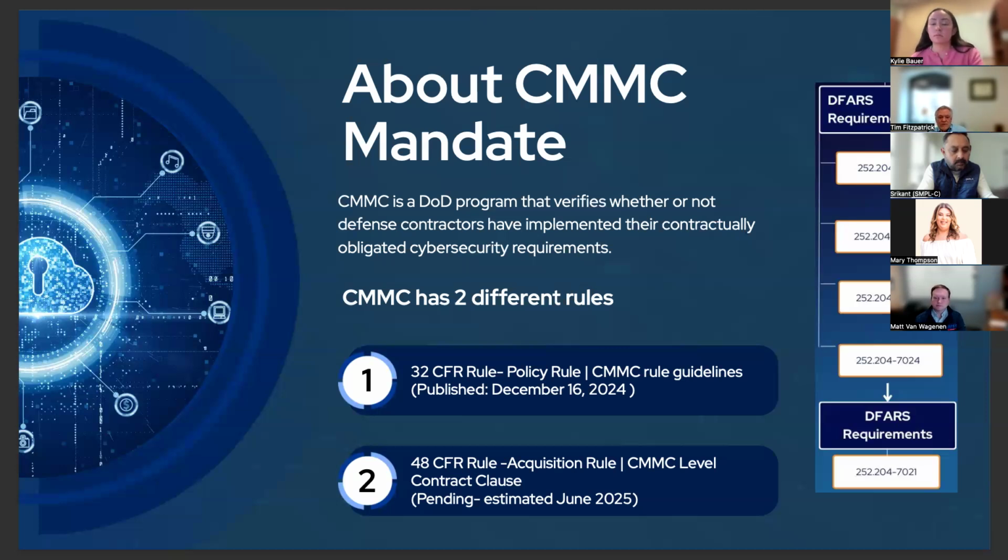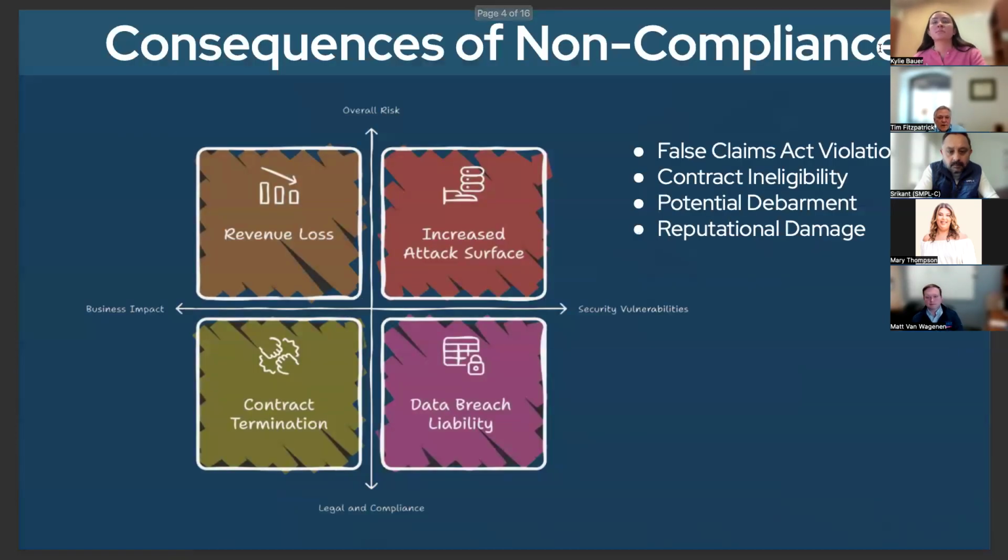So we move into the second phase of this, which is the 48 CFR rule, which is the acquisition rule. So this is pending, and that means that it'll make compliance a requirement in contracts and a real test of your cybersecurity measures. And it's estimated to start around June of 2025. So that's kind of an overview about the mandate, where we are today, and we'll proceed on to the next slide and get a better feel for it.